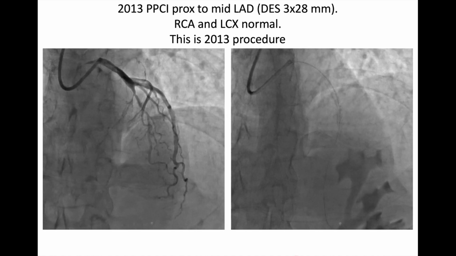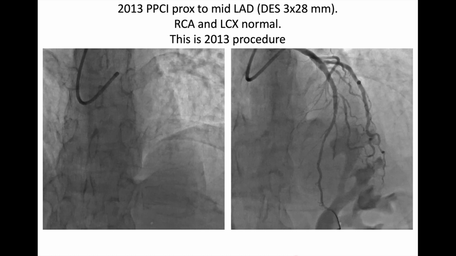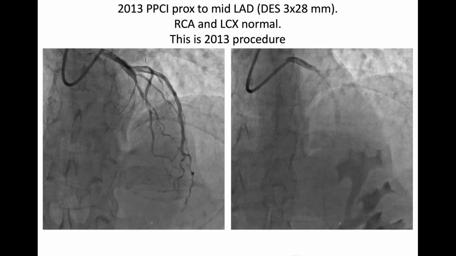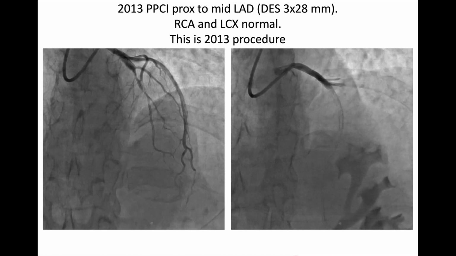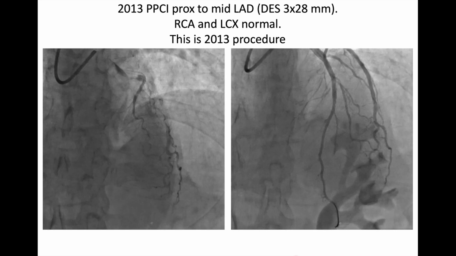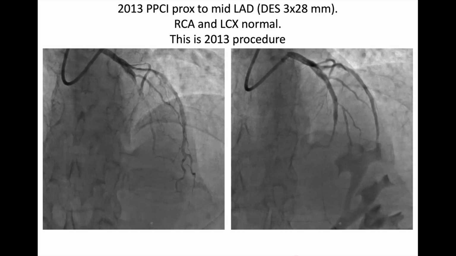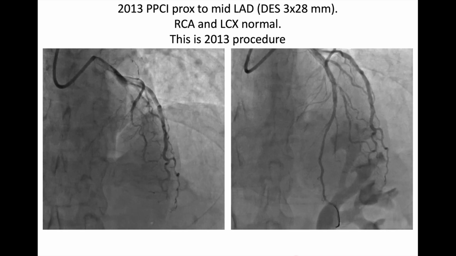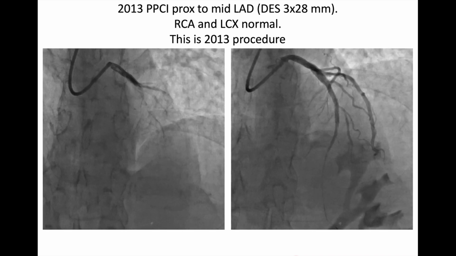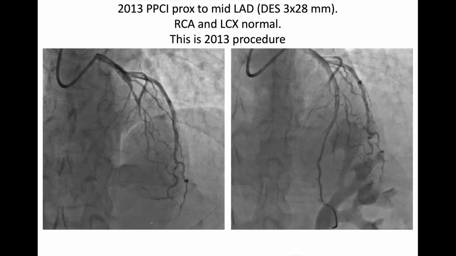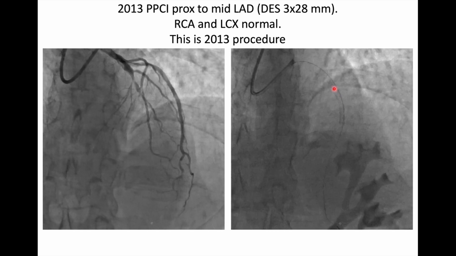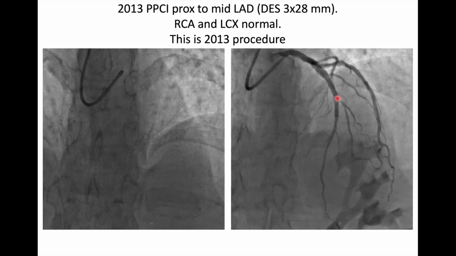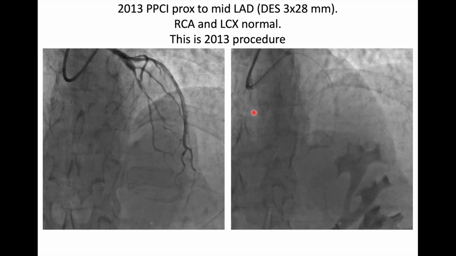This is a 48-year-old gentleman. He had primary PCI to the proximal to mid LAD in 2013 and a drug-eluting stent, 3 by 28 millimeter, was deployed. RCA and circumflex were normal at that time, and this is that 2013 procedure. So this is not the recent procedure, this is the 2013 procedure. So you can see here that's the LAD. Looks like a pretty good result. 3 millimeter stent. Looks nicely fitted in.